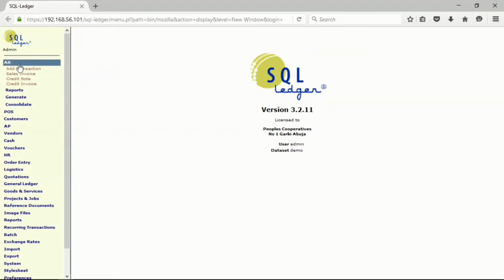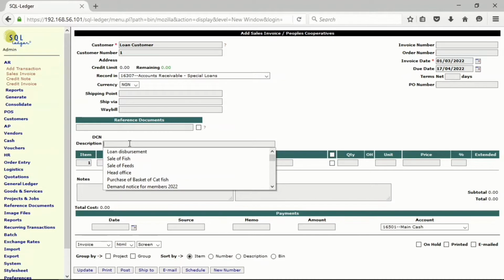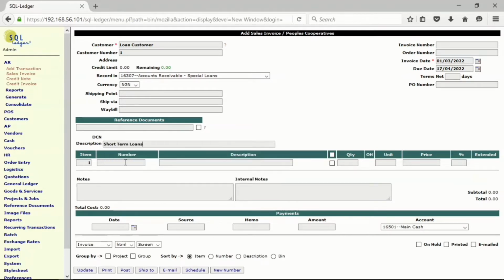First of all, we go to Accounts Receivable, Sales Invoice. The loan customer is selected by default. Now, we put a description here. Let's assume that this customer came and submitted his application on the 1st of March. Then we need to book the loan. I will say loan, short-term loans. That will be the description.